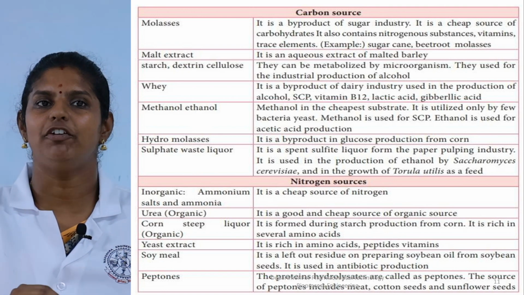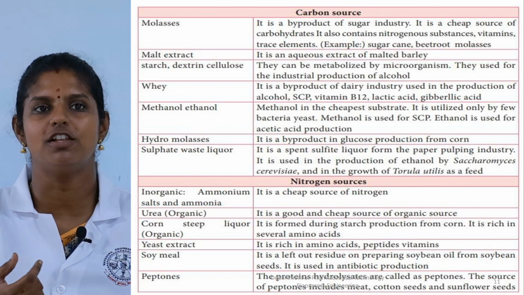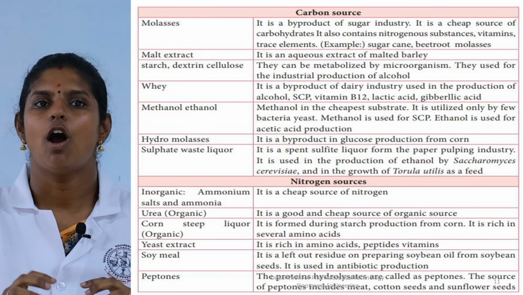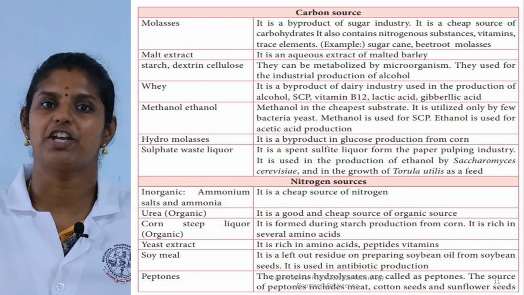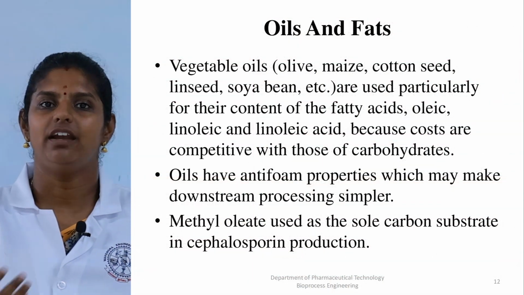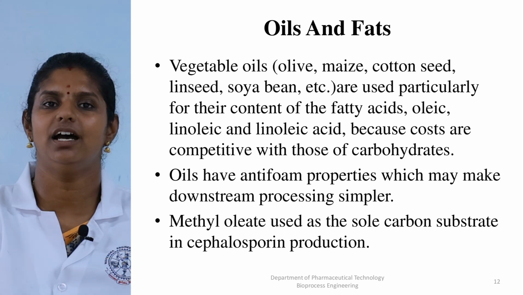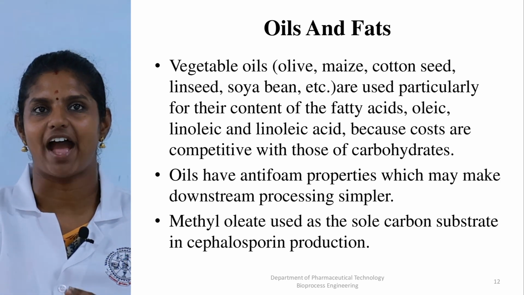carbon. And in nitrogen sources, inorganic salts like ammonium salts, ammonia, urea and soy meal peptones are used, along with corn steep liquor, which is produced in starch production from corn, as different types of sources. And now we are going to see about the other substances which are added in the media during industrial fermentation, that is oils and fat.